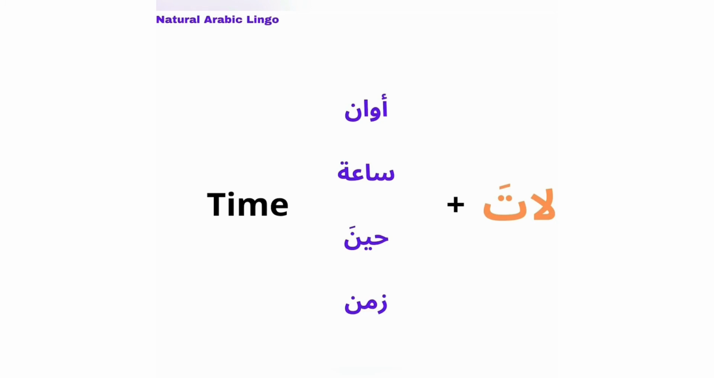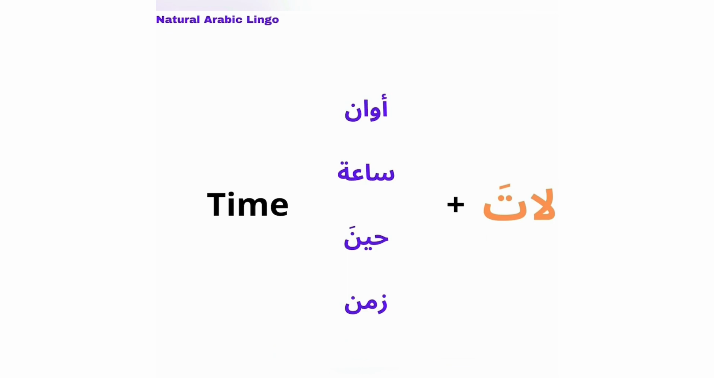Only these words. أوان, ساعة, حين, زمن. These words called in Arabic ألفاظ الزمان. Time words. You can say لات أوان، لات ساعة، لات حين، لات زمن. Means it's not time for doing something.